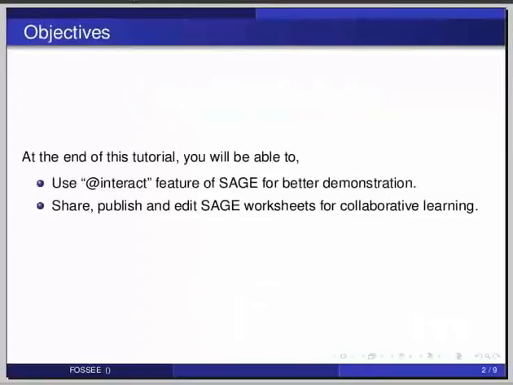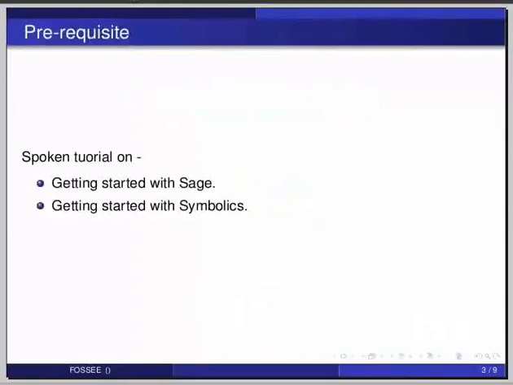Before beginning this tutorial, we would suggest you to complete the tutorial on getting started with Sage and getting started with symbolics. Let us start by looking at the typical example of demonstrating a damped oscillation.